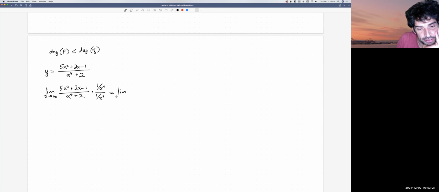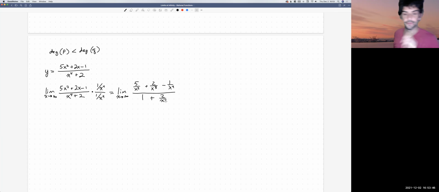We end up with the limit as x goes to infinity. So when we distribute this in the numerator, we get 5 over x squared plus 2 over x cubed minus 1 over x to the 4th. In the denominator, I get 1 plus 2 over x to the 4th, right? Well, now we do that same thing.